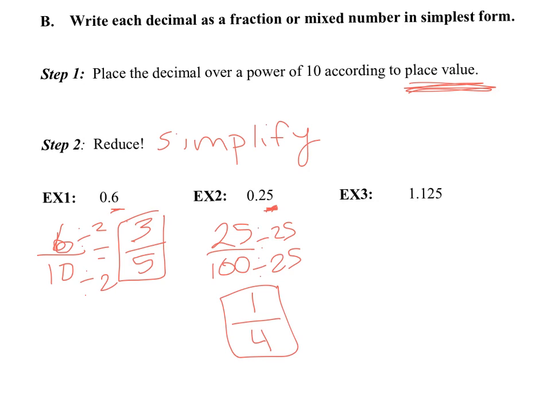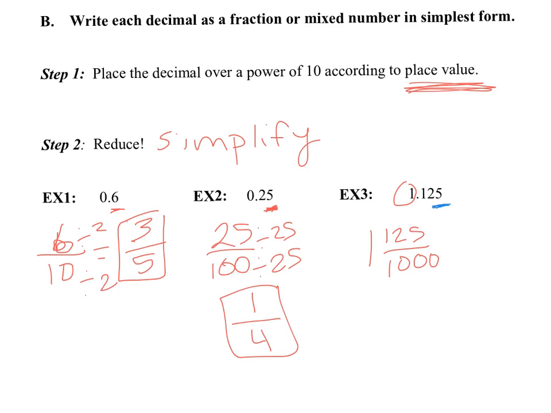Now for example 3, it's a little bit different because we do have a whole number, but we still pay attention to the last digit's place value to determine how our fraction is set up. We keep the whole number 1, so that is our mixed number. That 1 stays in the front. And then the 125, you put it over the thousands place because the 5 is in the thousands place.